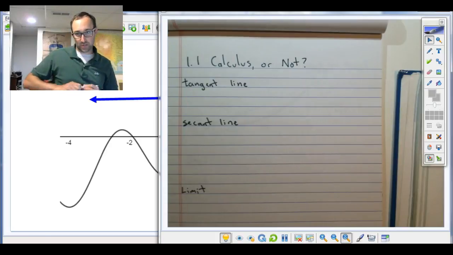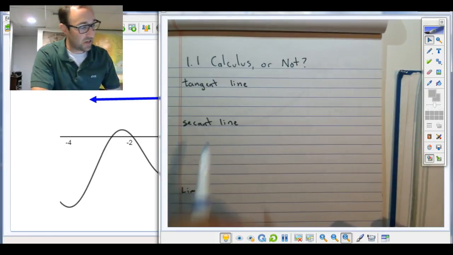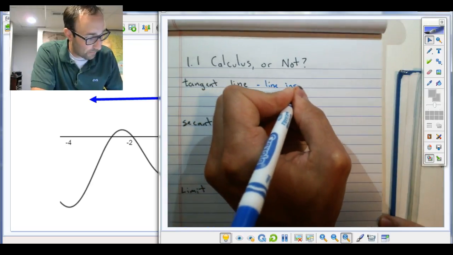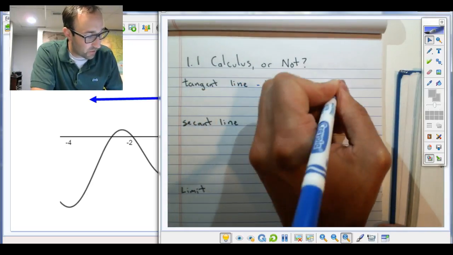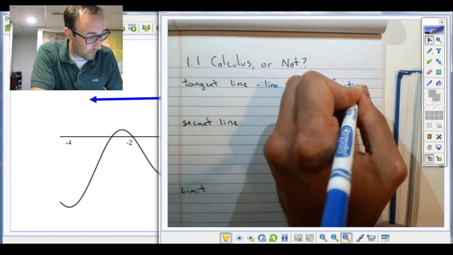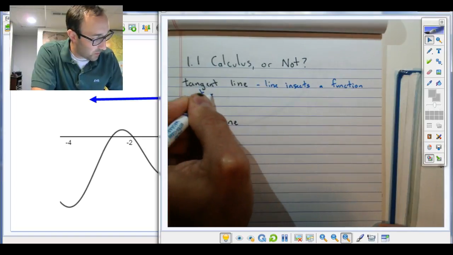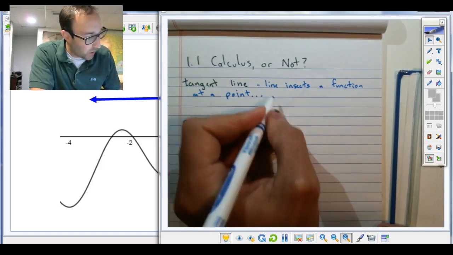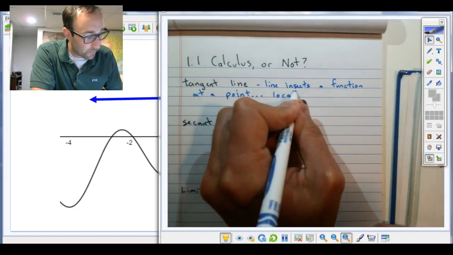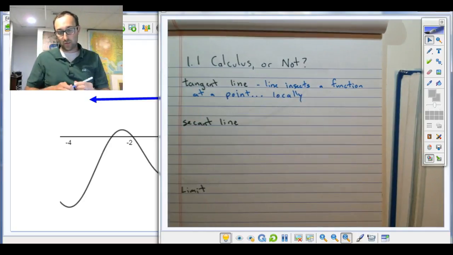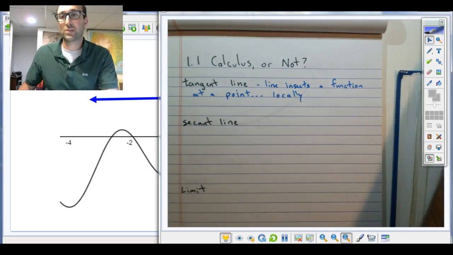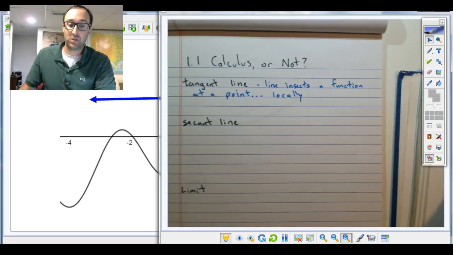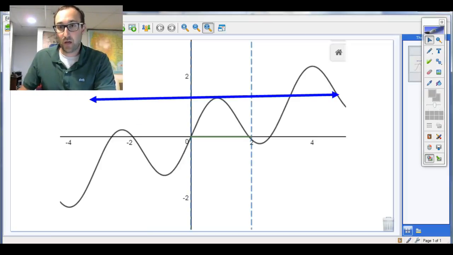So what we're going to do is talk about the tangent line, and that is the line that intersects a function at a point, and I'm going to say locally. Okay, because as you know, when you talked about tangents before, we talked about them being tangents of a circle, which means they only touch the circle at one point. So now we're going to look at tangents of a function.